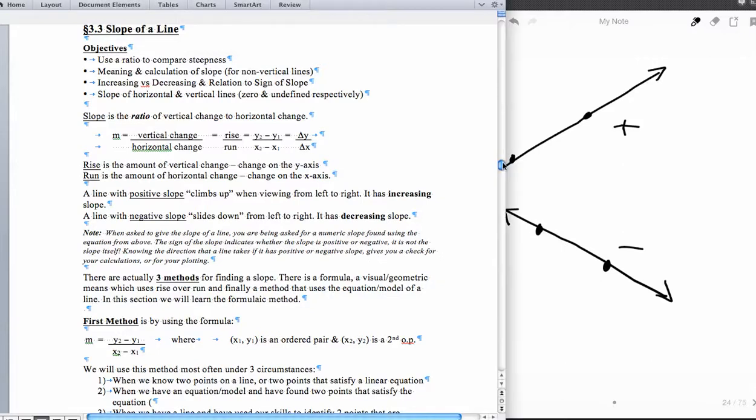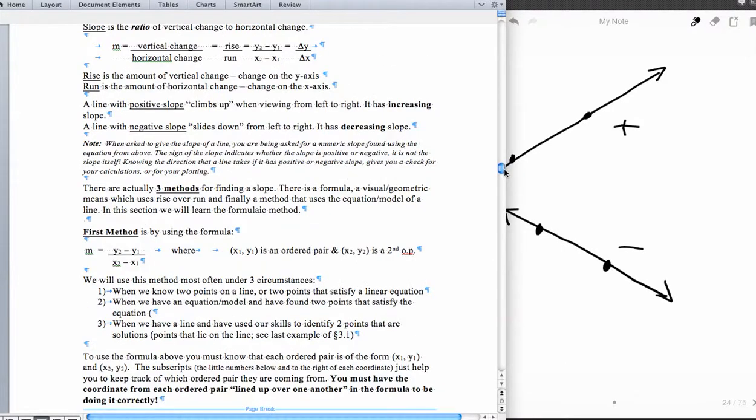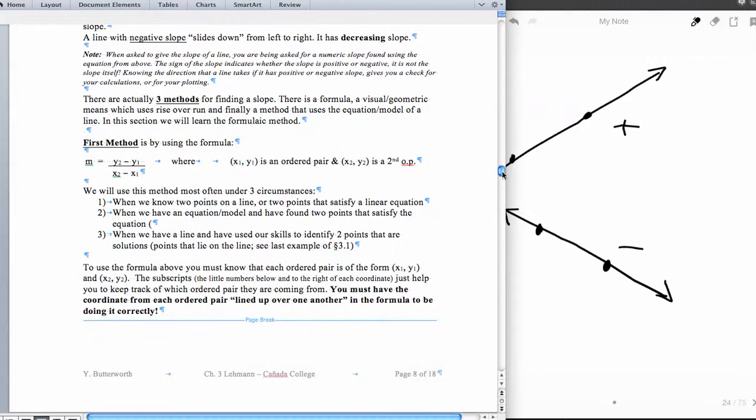Now there are three methods for us to find the slope of a line, and we're going to talk about two of them in this section. We'll have a formula, that's our first topic, and then we're going to do a visual or a geometric approach, which talks about the rise over the run on an actual graph line, and then finally we'll talk about the equation or the model of a line, and that we'll do in a different section. So our first method is what we want to talk about now, and that is using the formula.